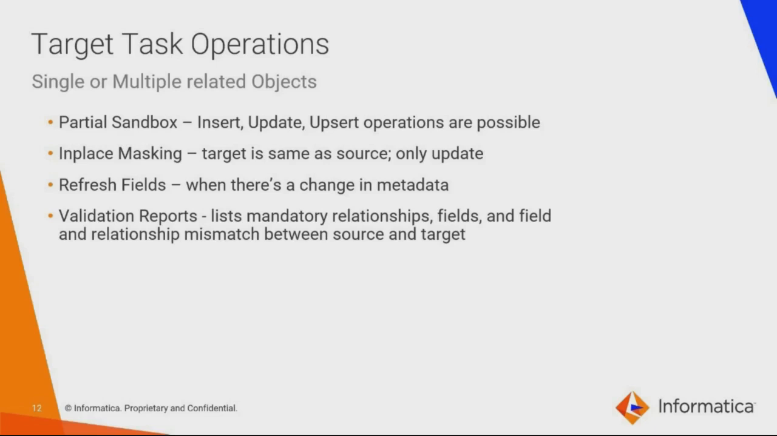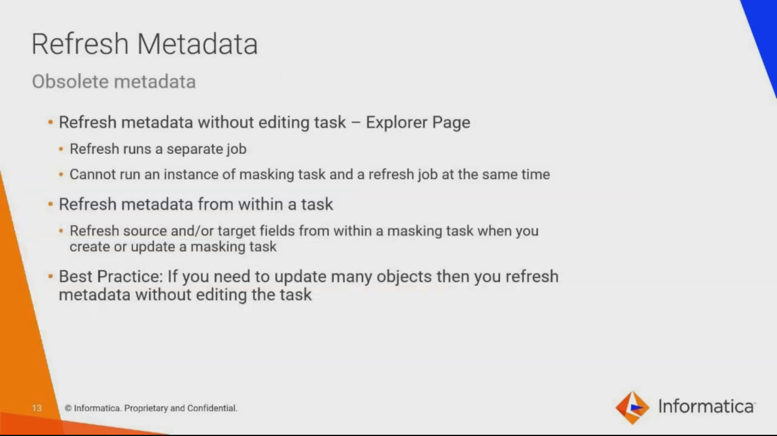And the report by itself will contain the object name, which is basically your source and target object. Field name, the name of the field in the source or the target object that has an issue. The data type of the field and the relationship that is not present in the source or the target. So this is essentially how you infer the validation report and go about fixing any of the issues, whether they are warning messages or errors.